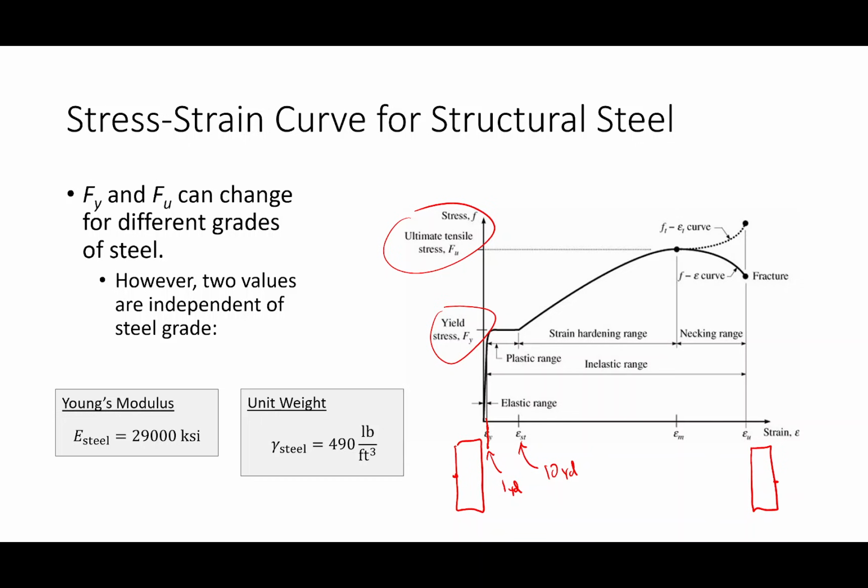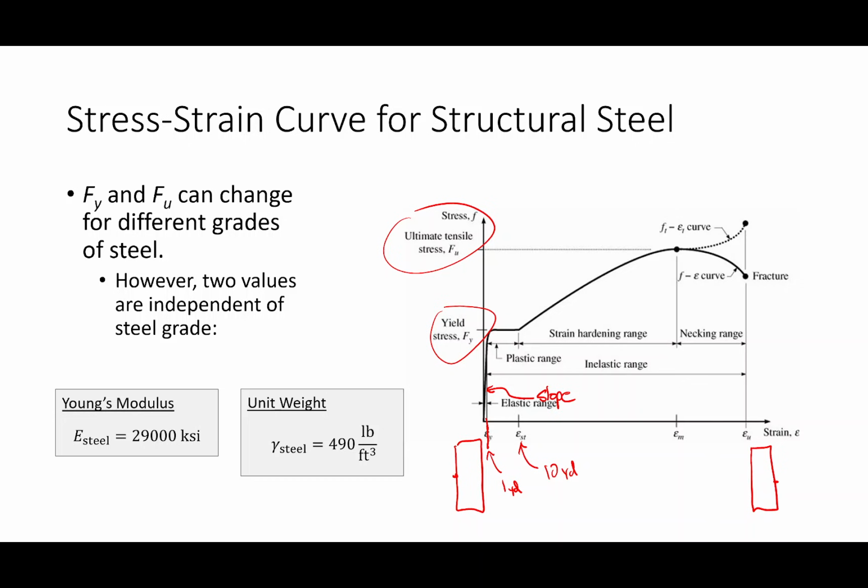The other two values that we care about are right here, the slope of that line, okay? And remember we have a name for the slope of that line. What do we call that? Well, that's Young's modulus, right? That's the ratio between stress and strain in the elastic range.